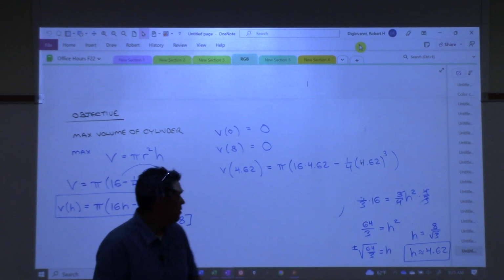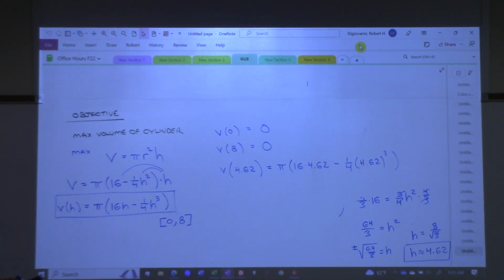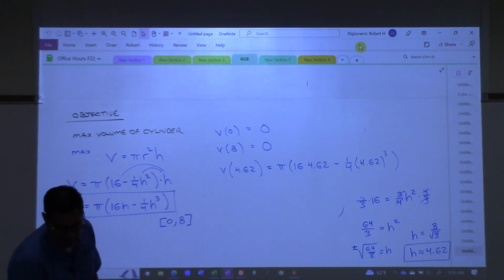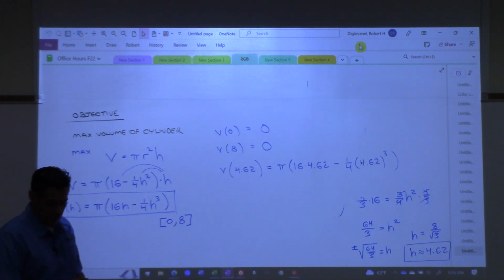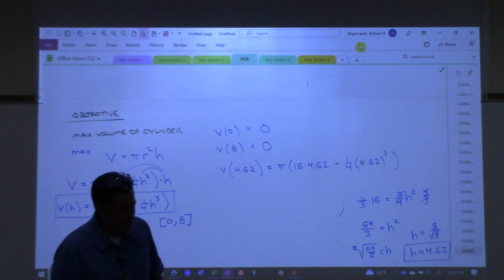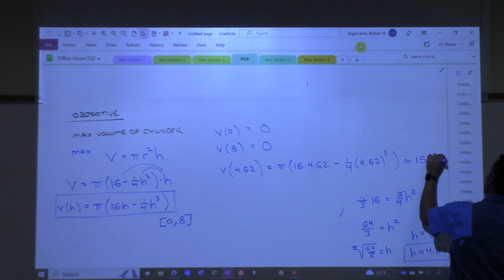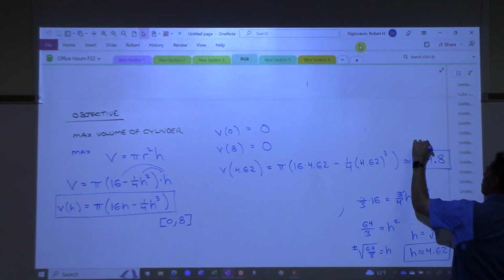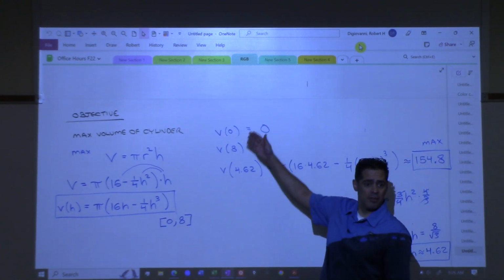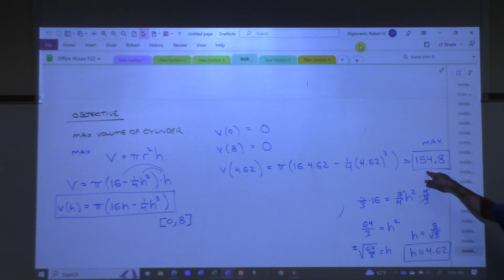All right, let me get on my calculator and do this. I'm getting about 154.7. Anyone else get that? Yeah? Okay, let's go 154.8. About 154.8. Now, obviously, this is our max, right? Because the other two answers give us zeros. So this is the maximum volume that I can get, right? This is the maximum volume I can get.